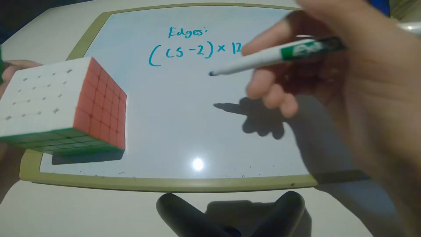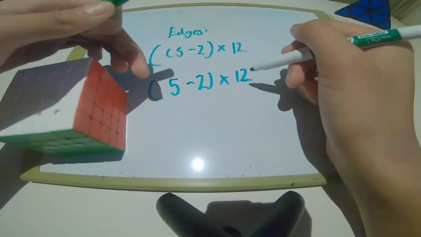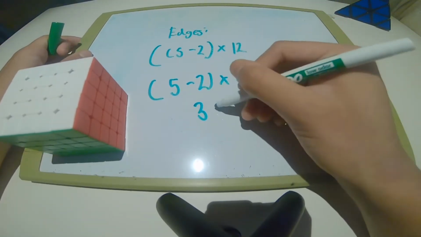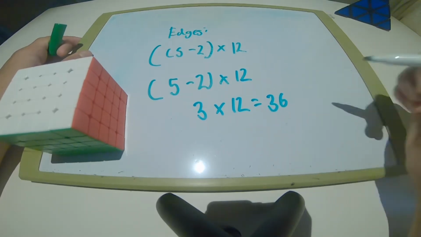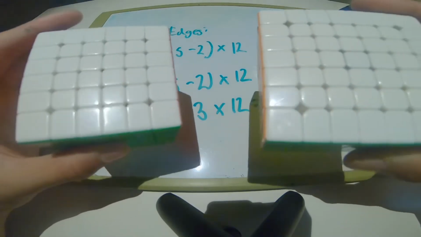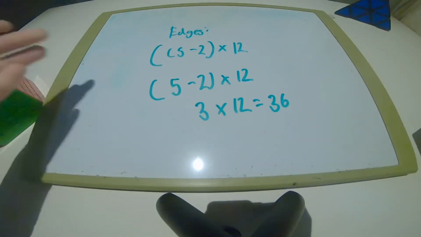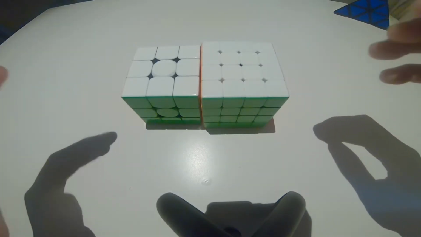Let's do it on the 5x5. So for the 5x5, the cube size is obviously 5. 5 minus 2 is 3. So multiply that by 12, and we get 36. 36 edges on the 5x5. Now I could do the 6 and 7, but since we've got the formula here, you can work that out for yourself. Now let's move on to the centers.